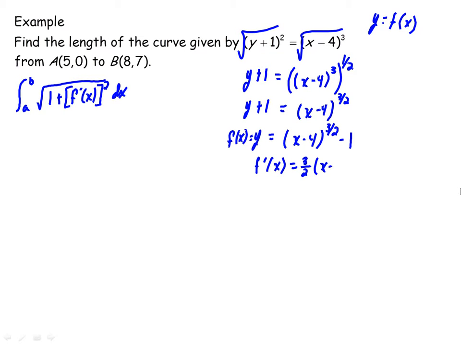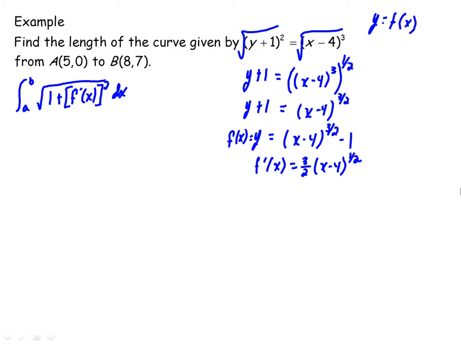Times what's inside. Lessen the 3/2 by 1, which is going to give me 1/2. Times the derivative of what's inside. What's the derivative of x minus 4? 1. So we just really don't have to worry about it, right? Anything times 1 is itself. And then the derivative of minus 1 is what? The derivative of any constant is 0. So that just goes away altogether. So that is your derivative.